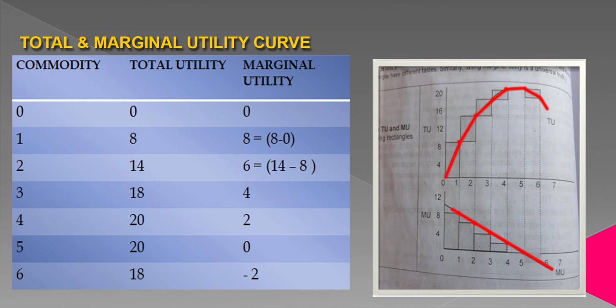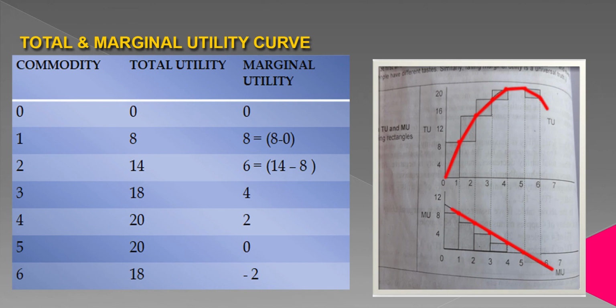Now by joining these points, we get the curves. Here this curve is known as the total utility curve. And by joining these points, we get a curve that is known as the marginal utility curve. Total utility curve increases, marginal decreases but remains positive. Total reaches maximum, marginal becomes 0. When total decreases, marginal becomes negative. This is the relationship between total and marginal utility, which is presented graphically.